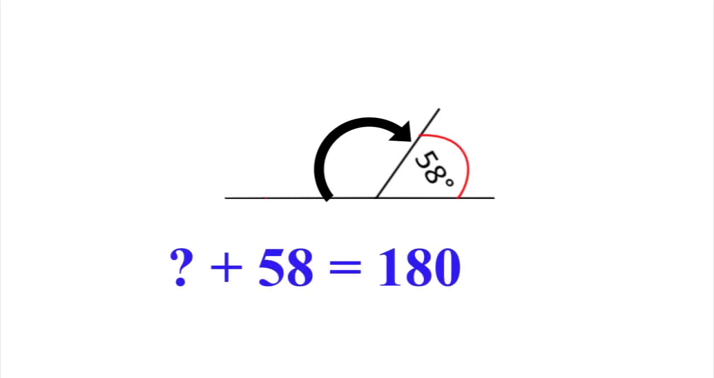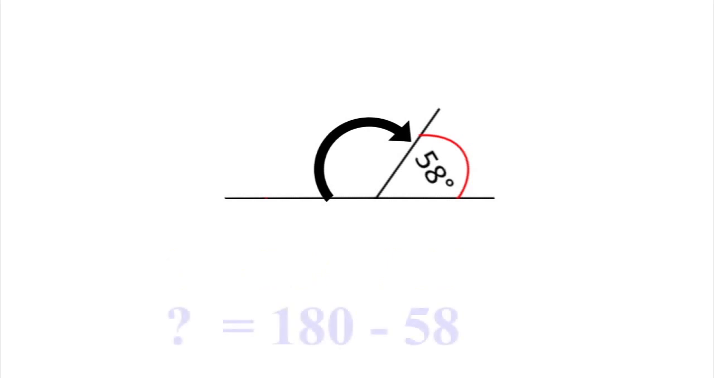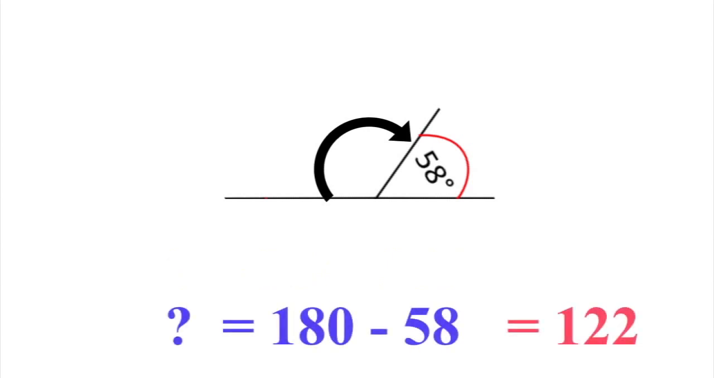So what we could say is that the unknown angle plus 58 degrees equals 180 degrees. How do we find out what the unknown angle is? We do 180 minus 58. What is 180 minus 58? It is 122. So in this case, our unknown angle is 122 degrees.